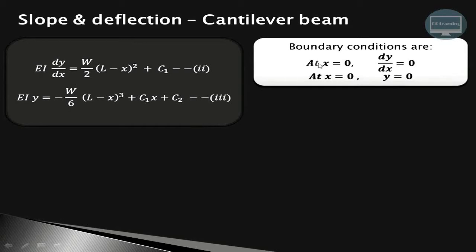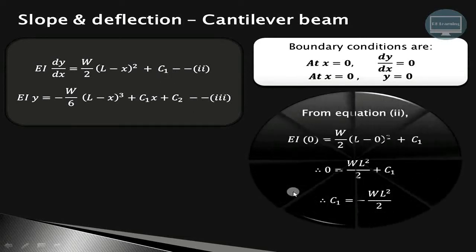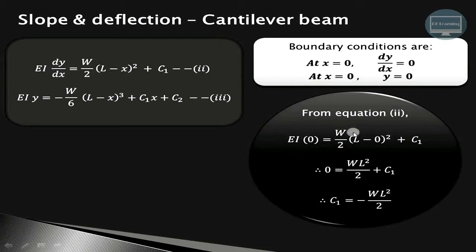Now using this second and third equation and substituting these boundary conditions, we can find out the two unknowns, that is c1 and c2. If we use the first boundary condition, that is at x is equal to 0, dy by dx is equal to 0, and substitute that in equation 2, then from equation 2 we have EI dy by dx is nothing but 0, this W by 2 as it is, in place of x it is 0, plus c1. So this term is 0 and this is WL square by 2 plus c1. So we can say that the value of c1 is minus WL square by 2.